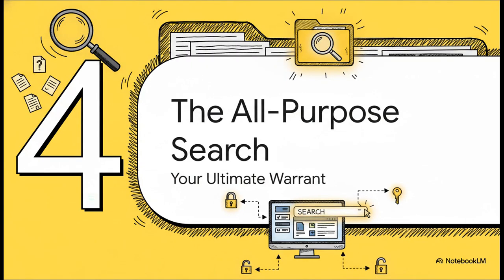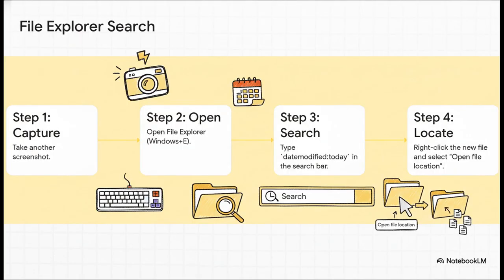But what if you've checked all the usual spots and your screenshot is still missing in action? Well, it's time to bring out the ultimate tool in our detective kit, the all-purpose file search. Think of this as our search warrant for your entire computer. Okay, here's a brilliant little trick. First, take a new screenshot using the exact same method you used before. Then, open up File Explorer and just search for all files modified today. Your new screenshot will pop right to the top. From there, all you have to do is right-click it, select Open File Location, and bam! It'll take you directly to the folder where all your other lost screenshots have been hiding.